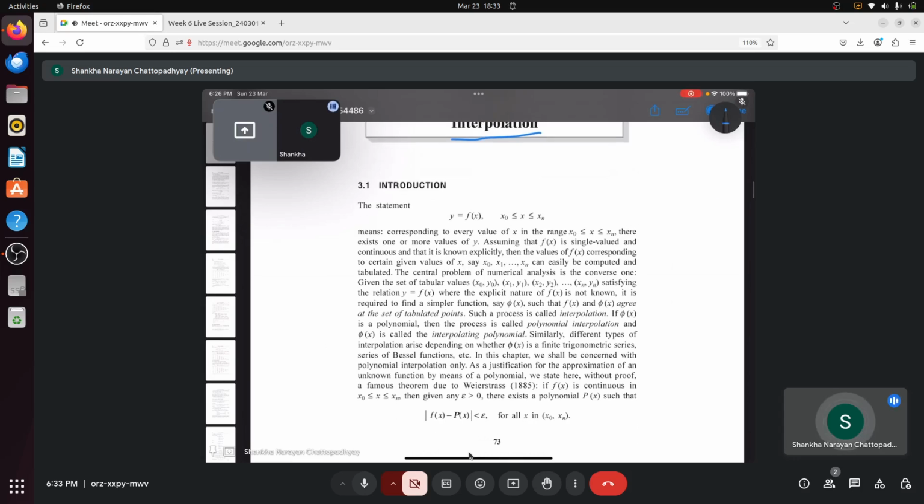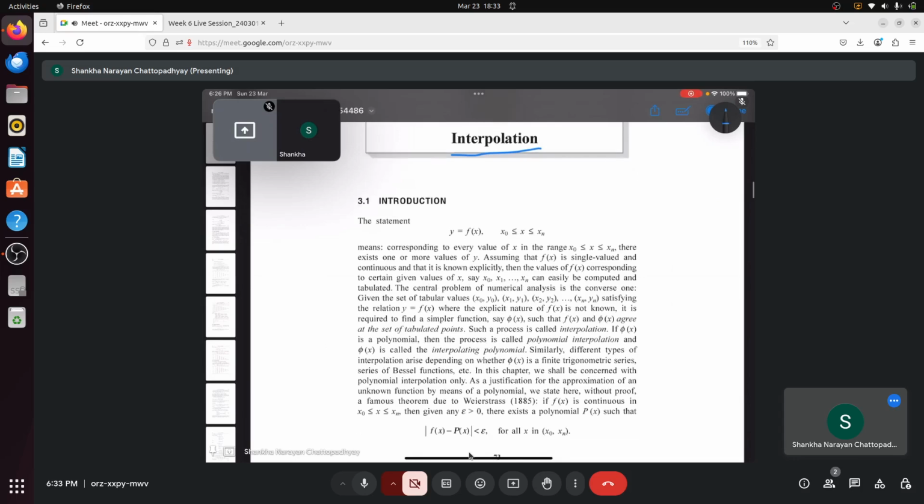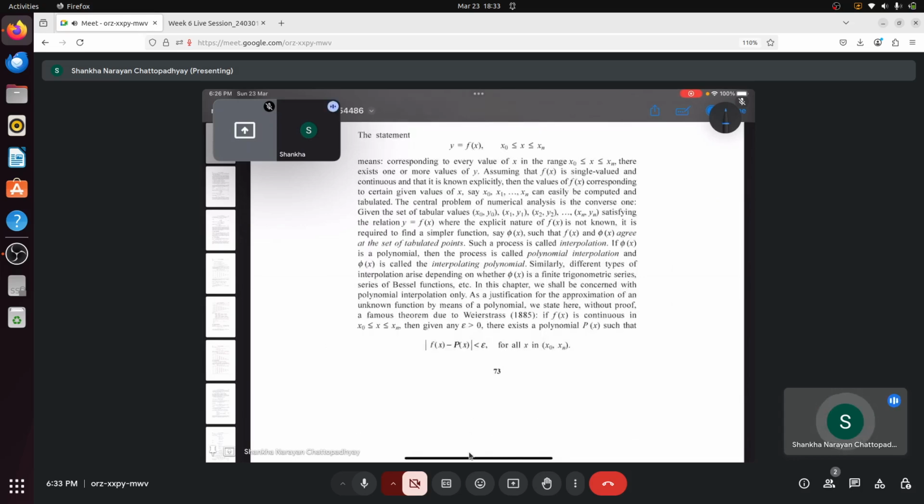But the central problem in numerical analysis is the converse one. That means you know explicitly the ordered pairs (x0, y0), (x1, y1) up to (xn, yn) that satisfy the relation y equal to f(x), where the explicit nature of f(x) is not known. It is then required to find a simpler function, say phi(x), such that f(x) and phi(x) agree at the set of tabulated points. Such a process is called interpolation.